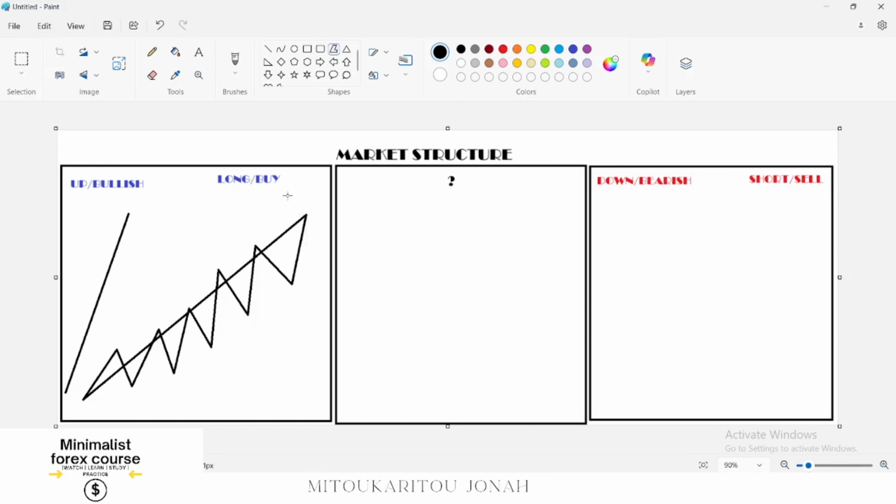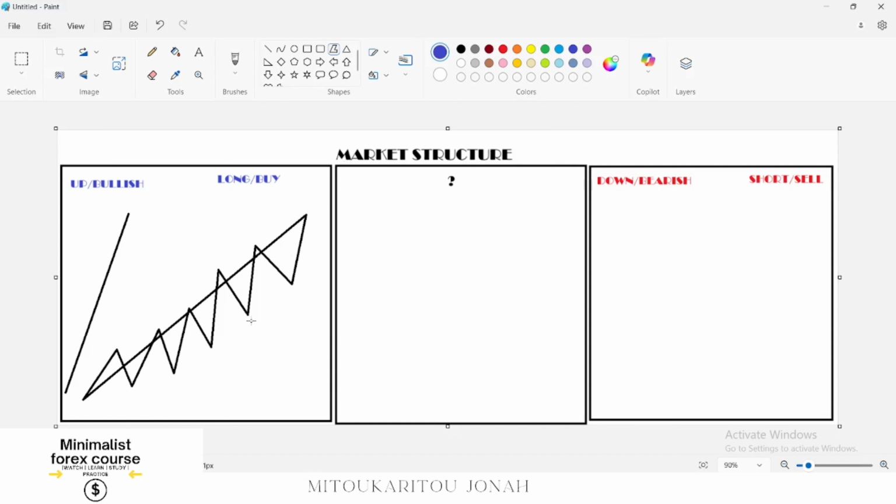As long as the market keeps creating higher lows and higher highs, it's an upward market. It's trending upwards, and that's also called a bullish market. Why is it called a bullish market? I'm going to tell you, but for now, this is all we have. A market that trends upward always creates higher highs and higher lows. What you want to do in this market condition is take what we call buys.